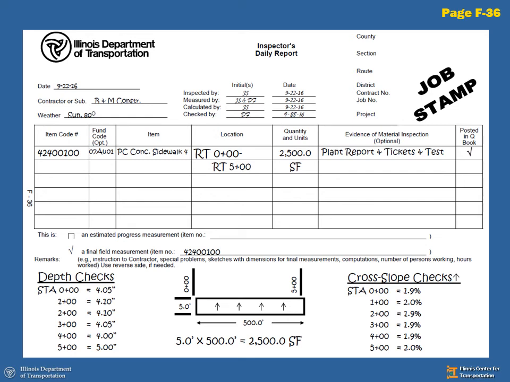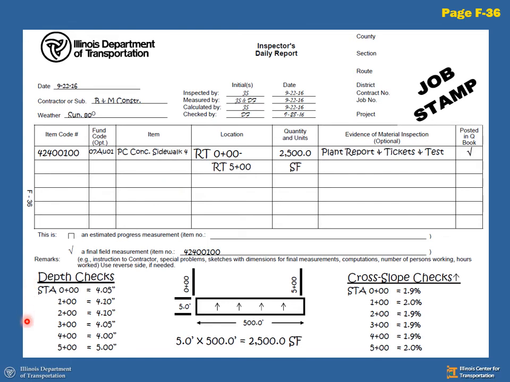On page F36 is an IDR showing a portion of sidewalk. Here we've got PC concrete sidewalk. What does it mean when my pay item ends in a number? This one ends in 4. What does that tell me about this sidewalk? Yes, it must be 4 inches thick. So I got to have some depth checks.